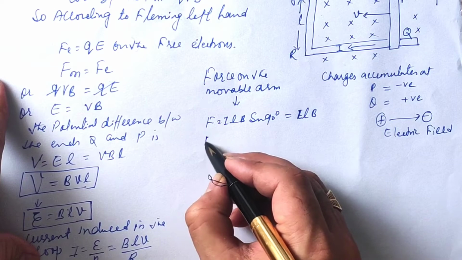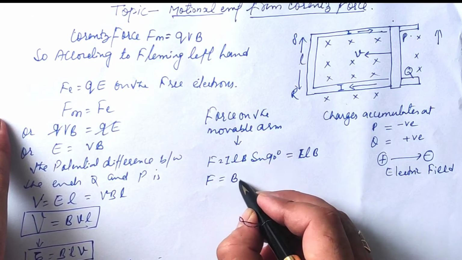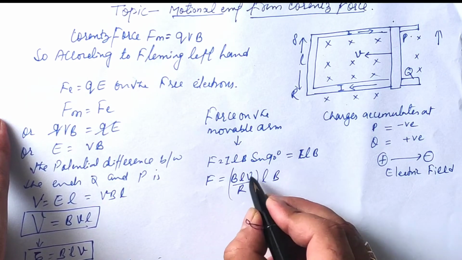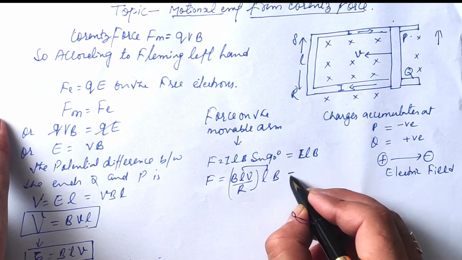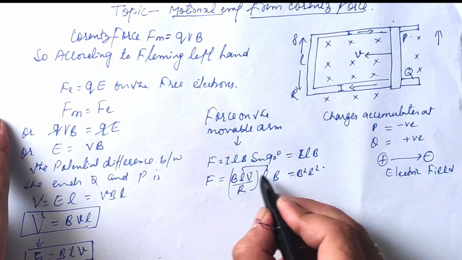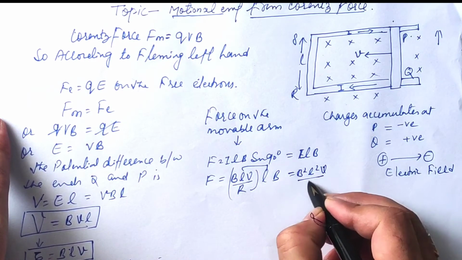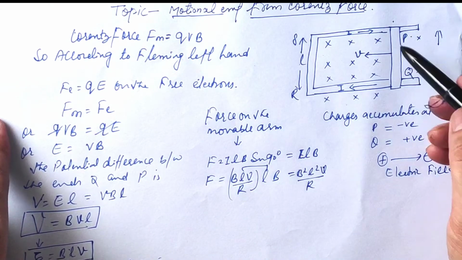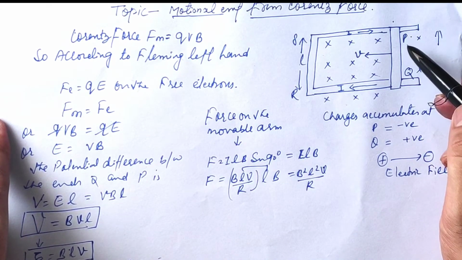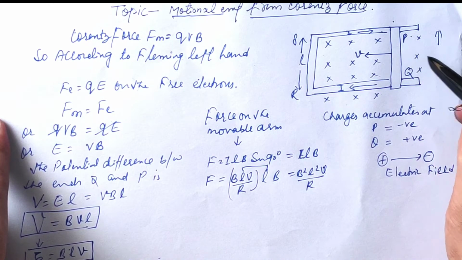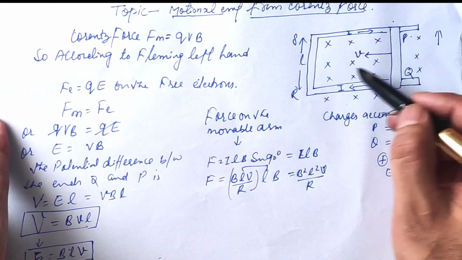Okay, so now vBL by R into L into B. So here are two L's, so we can write B square L square v upon R. So this is the value of force on the movable arm, which means that the conductor PQ of length L carrying current I experiences a force in the perpendicular magnetic field.